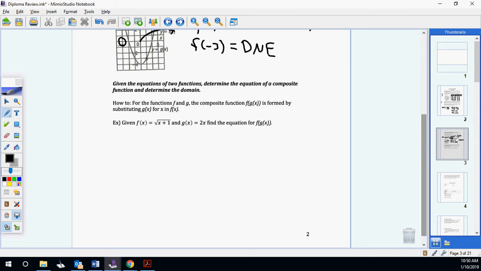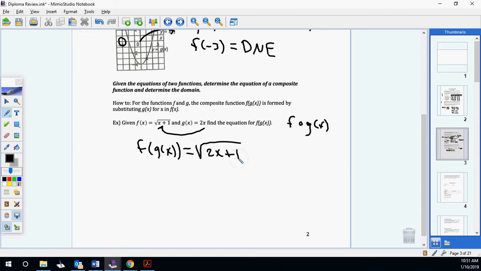Again, I want to write it the other way because you will see this as well. Remember, this is the same thing as this. So that means I'm taking 2x and putting it right there. Then f of g of x is square root of 2x plus 1. That's it for that one. Just one more, and we'll talk about transformations.